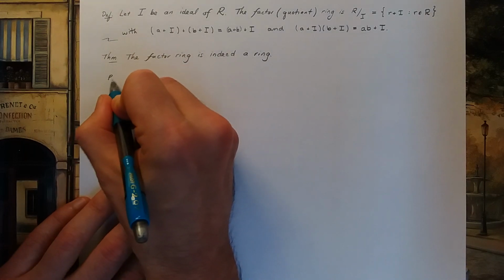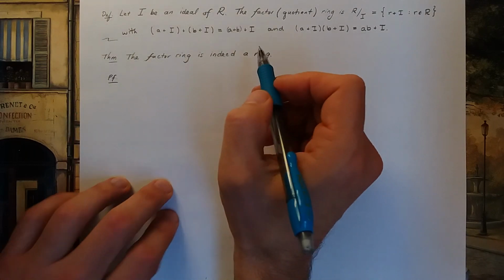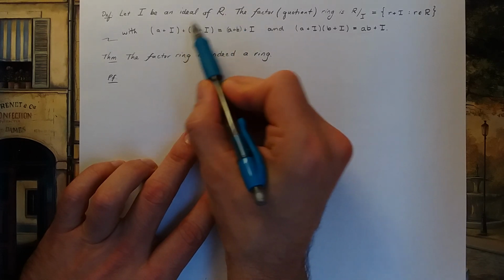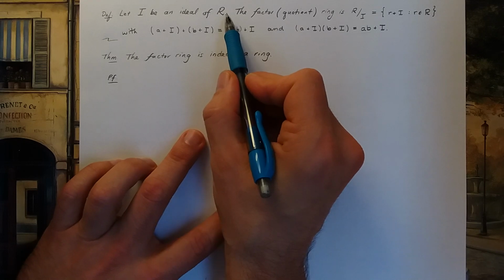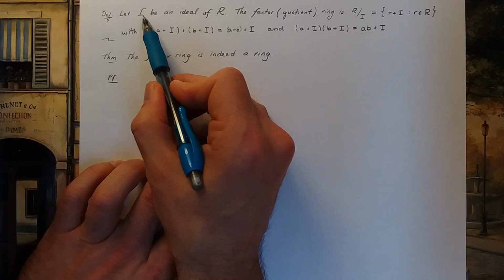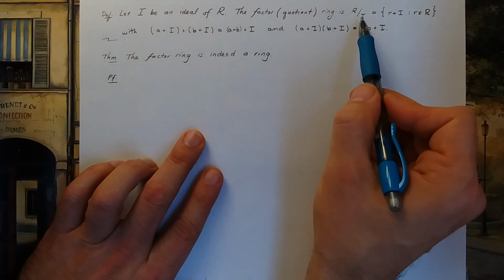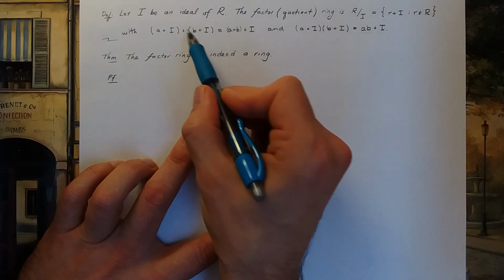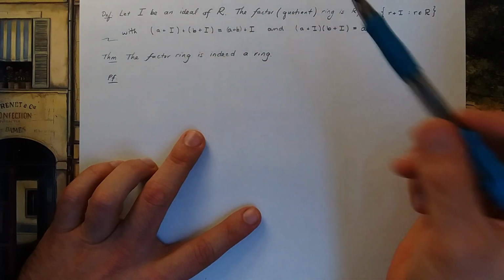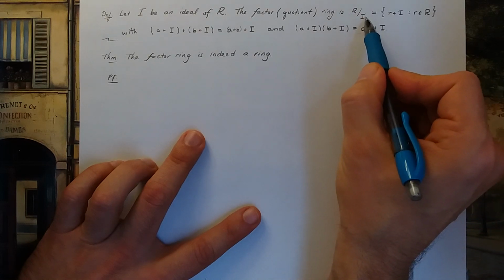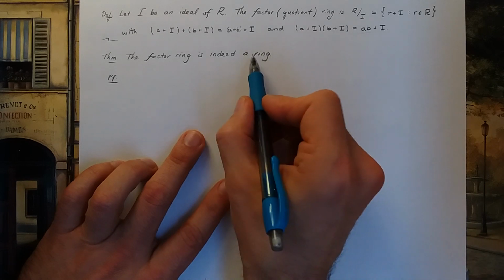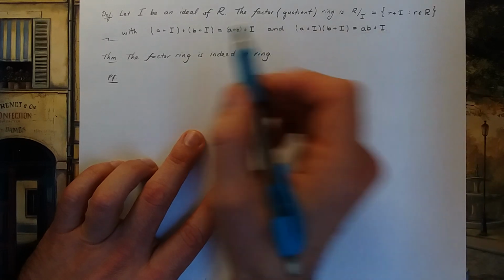So for the proof, I can get away with remembering that R with plus is a group. It's an abelian group. So since it's an abelian group and I is a subgroup, R mod I is a factor group if I only think about addition. We've proved all the necessary properties that factor groups satisfy the definition of group. The only thing new here is the multiplication.